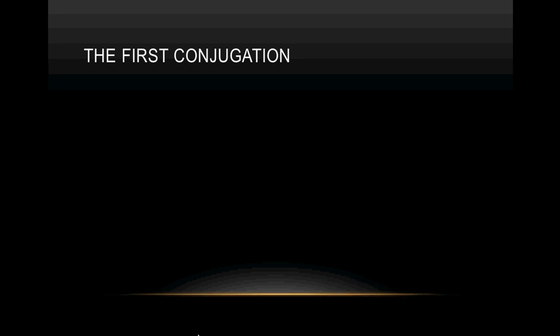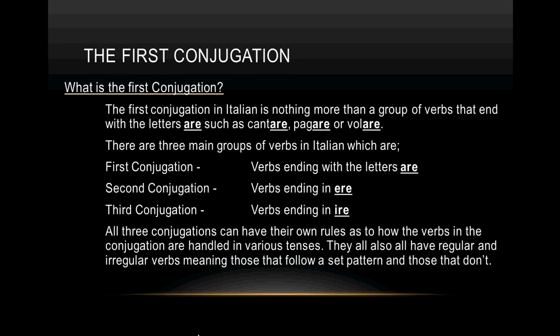First conjugation. What is the first conjugation? The first conjugation in Italian is nothing more than a group of verbs that end with the letters ARE, such as cantare, pagare, or volare. There are three main groups of verbs in Italian, which are first conjugation, verbs ending with the letters ARE. Second conjugation, verbs ending in ERE. Third conjugation, verbs ending in IRE.